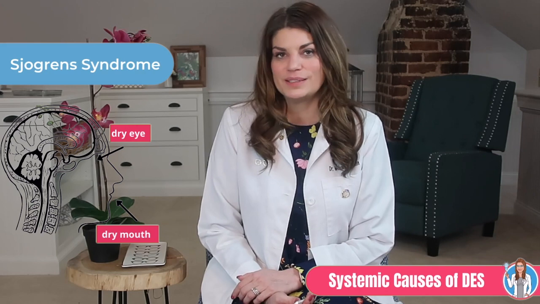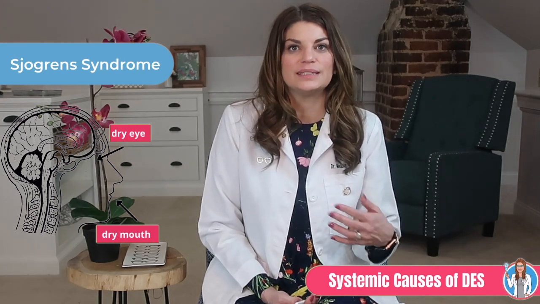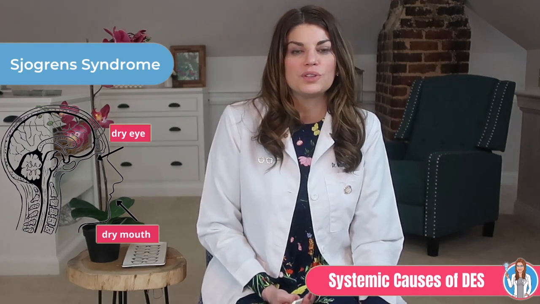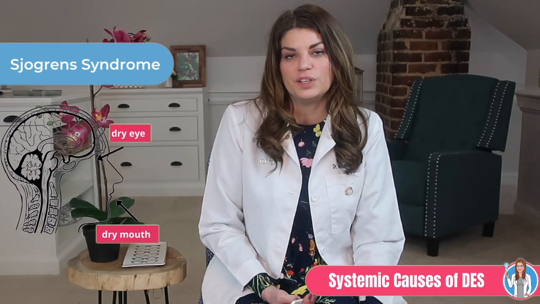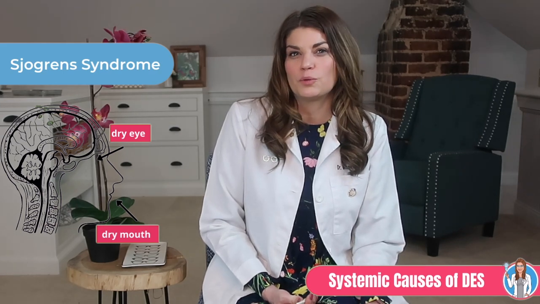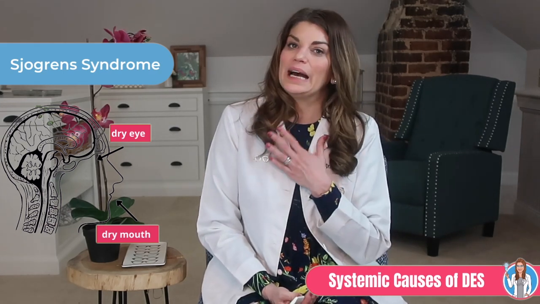Next, we've got Sjogren syndrome. Now, Sjogren syndrome is an easy one because this is an autoimmune disease that causes dry eyes and dry mouth. It affects us systemically and results in usually more severe dry eye symptoms. This disease can be tested for with the use of a Schirmer test, which is what I use in my clinic.